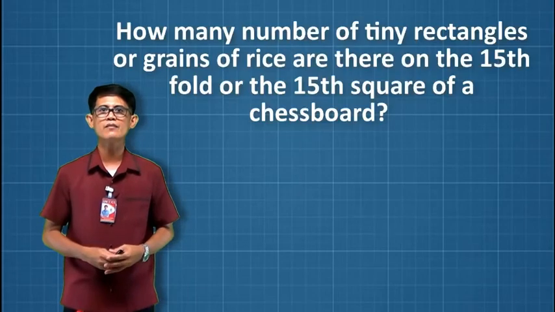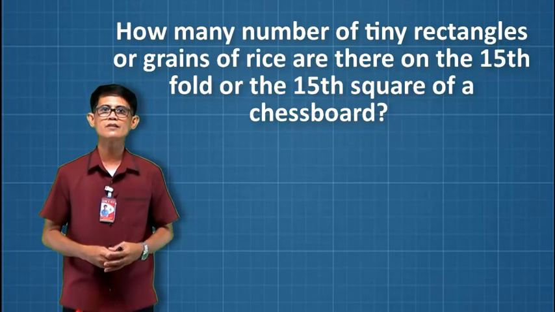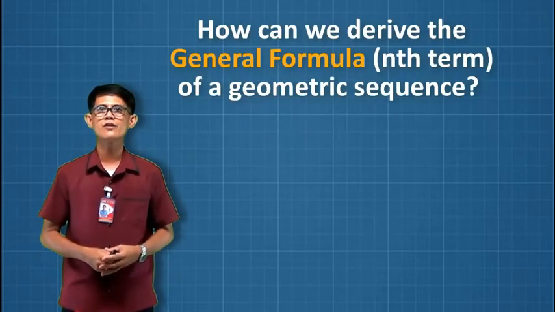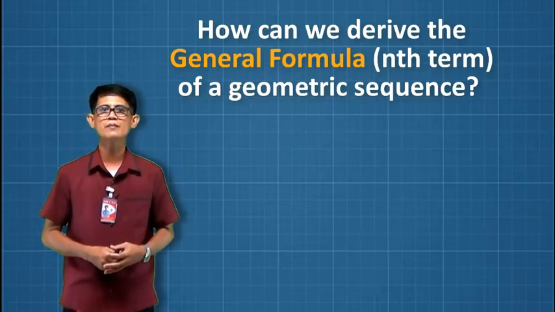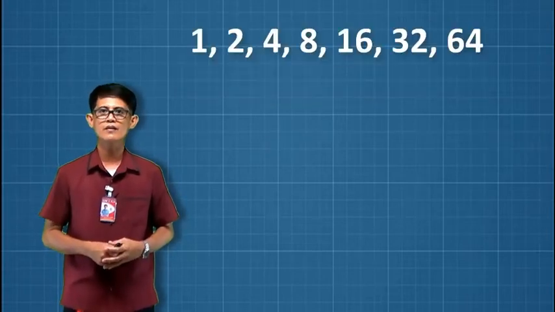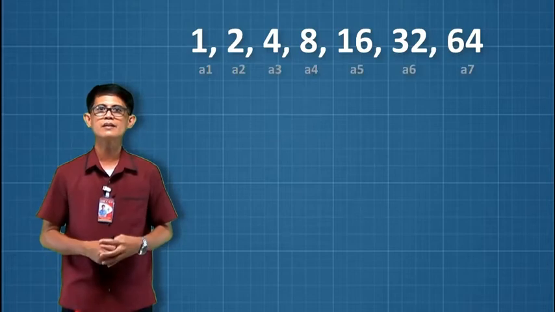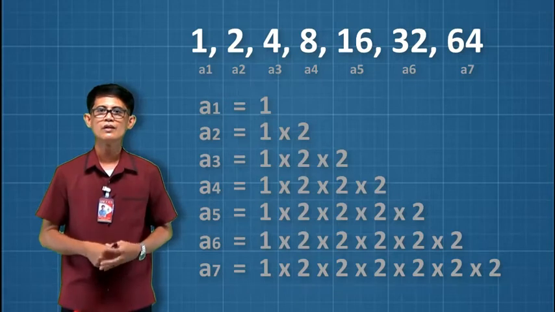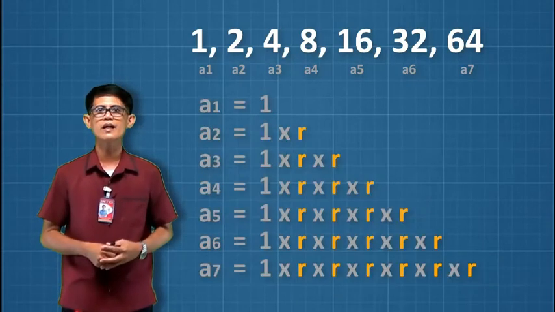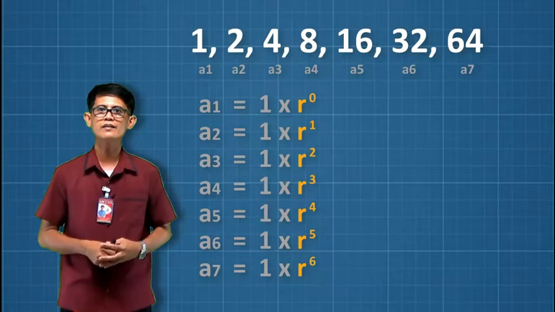How many tiny rectangles or grains of rice are there on the 15th fold or the 15th square of a chessboard? How can we derive the general formula or the nth term of a geometric sequence? We can derive this by generating patterns from our given number sequence. It's like deriving an arithmetic sequence formula, but this time we are not adding 2, but we are multiplying 2. And multiplying a variable r is just adding its exponents.